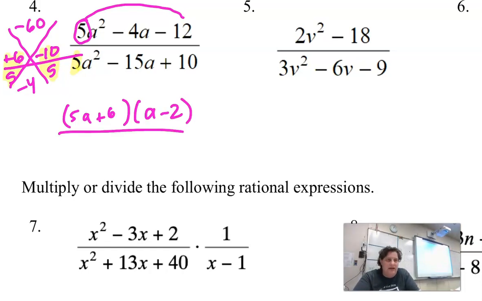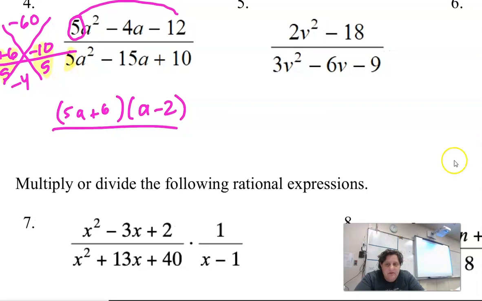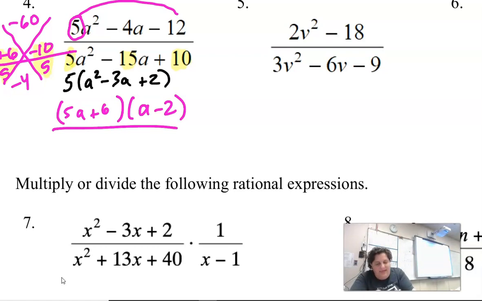Okay, now let's look at the next one. Let's see here. So on the bottom, here's the thing though. I can take out 5 from 5, 10, 5, 15, and 10, okay? So when I take out a 5, I'm left with a squared minus 3a plus 2. And that's the thing I'm going to factor. So the 5 can stay out front. And so I'm saying what multiplies to make 2 and adds to make -3?